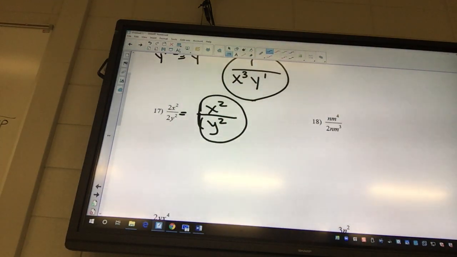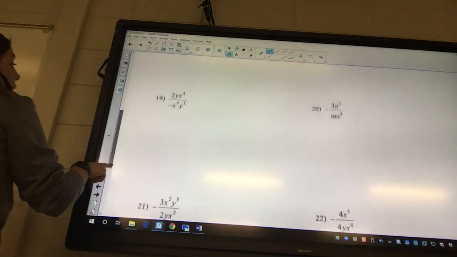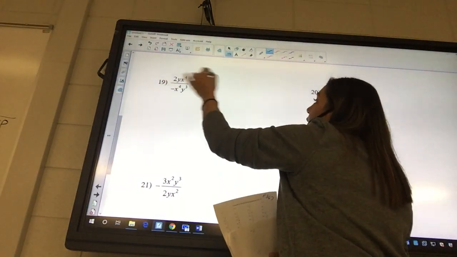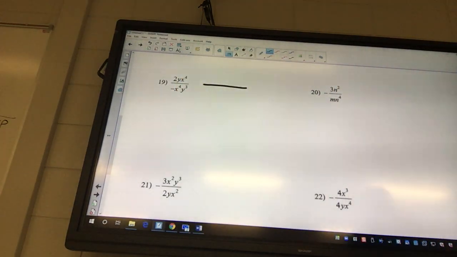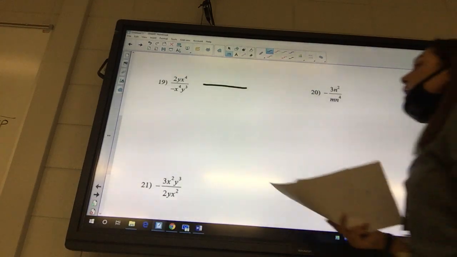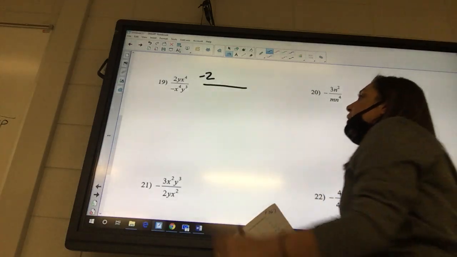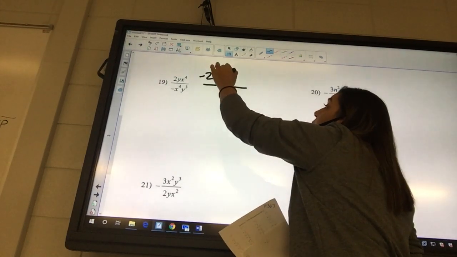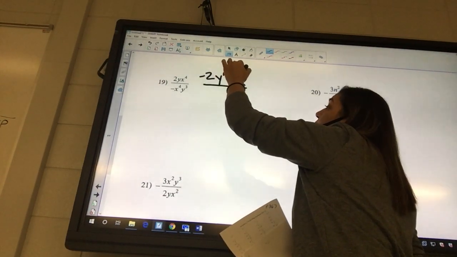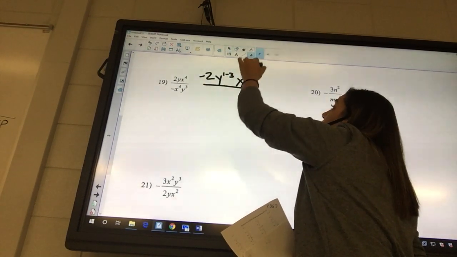Okay, 19. Okay, we're going to have, and you can kind of keep some stuff the same. So, what is 2 divided by negative 1? Because there's a negative on the bottom, it's going to be negative 2. Okay, so you can write negative 2 on the top if you want to. Okay, what about the y's? It's going to be y to the what? 1 minus 3, x to the 4 minus 4. That's a 4.